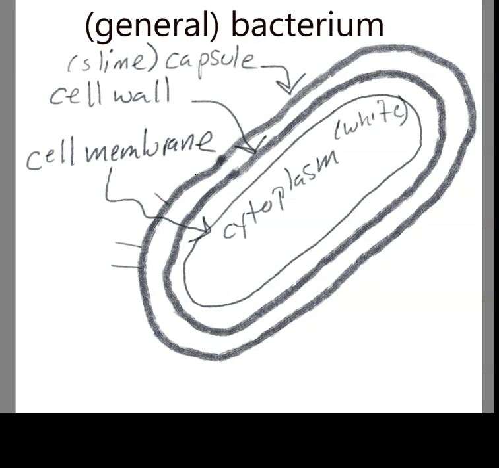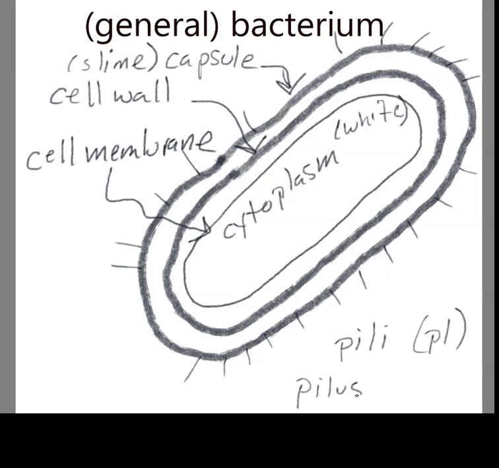There are also maybe hair-like projections extending off of the bacteria. These can also help it stick together in a big clump. These are called pili, which is the plural. Pilus is the singular. So one individual little hair-like projection is called a pilus. Collectively, the pili help it stick together. They may help it swim, they may not.